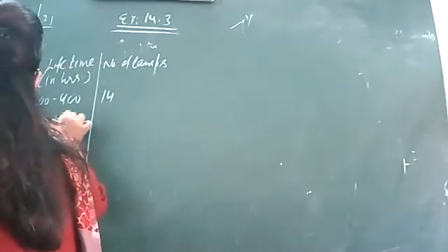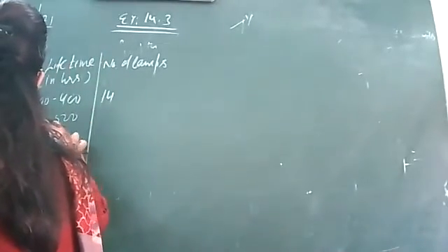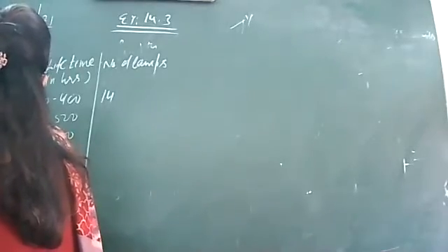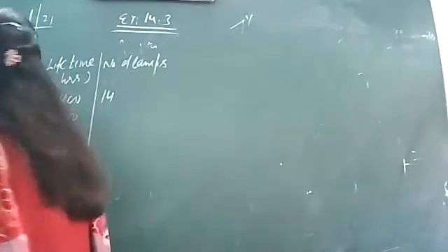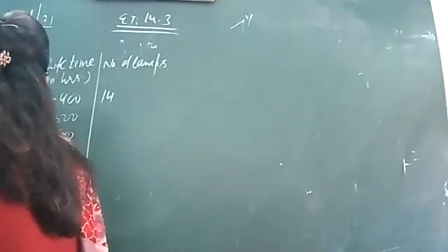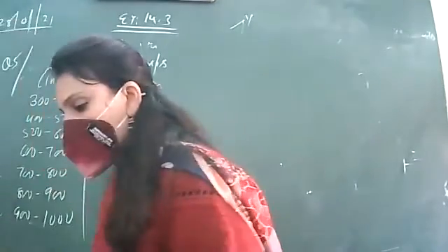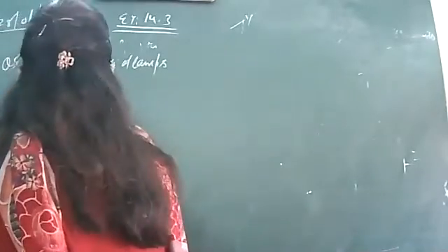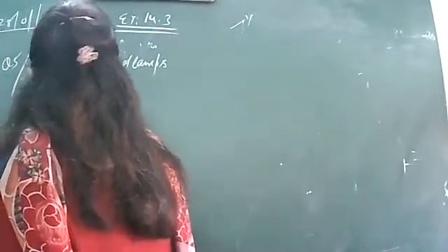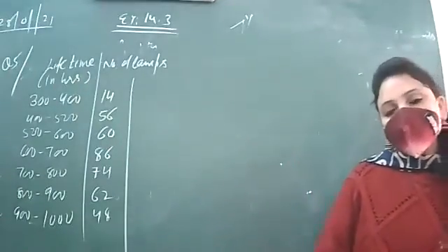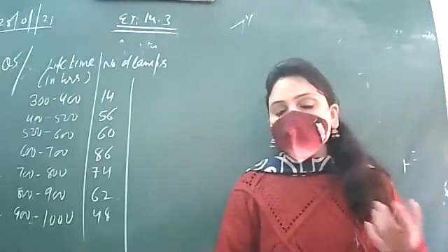Then 400 to 500, 500 to 600, 600 to 700, 700 to 800, 800 to 900, 900 to 1000. The frequencies are 56, 60, 86, 74, 62, 40. Now this is the data. The question is just to represent this data in the graphical form.